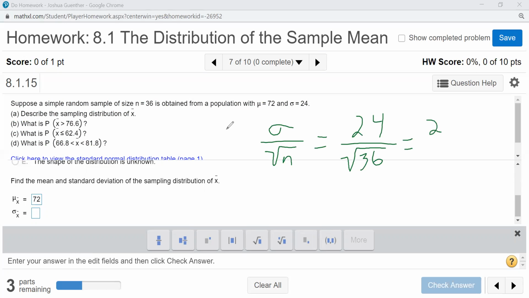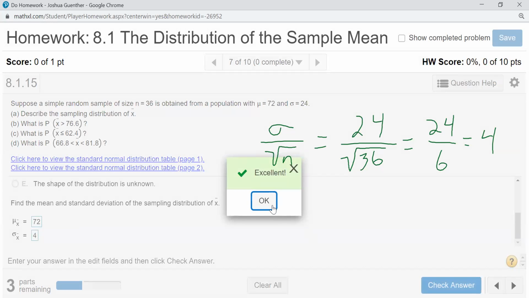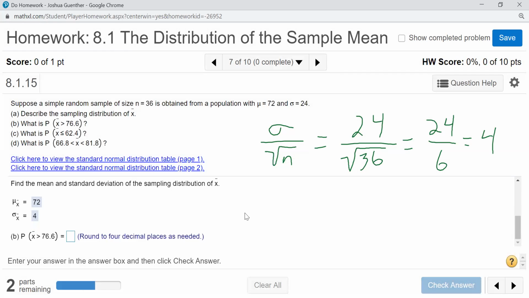Well, that's nice because the square root of 36 comes out nice and clean, and it just happens to be 6. Normally, the square root of a number doesn't come out. We did the square root of 35 earlier, and it gave us kind of a nasty number. You just can't help that, so you need to round. But this one, the numbers just happen to come out nice and clean, and we're going to get a standard deviation of X bar of 4. Yay.